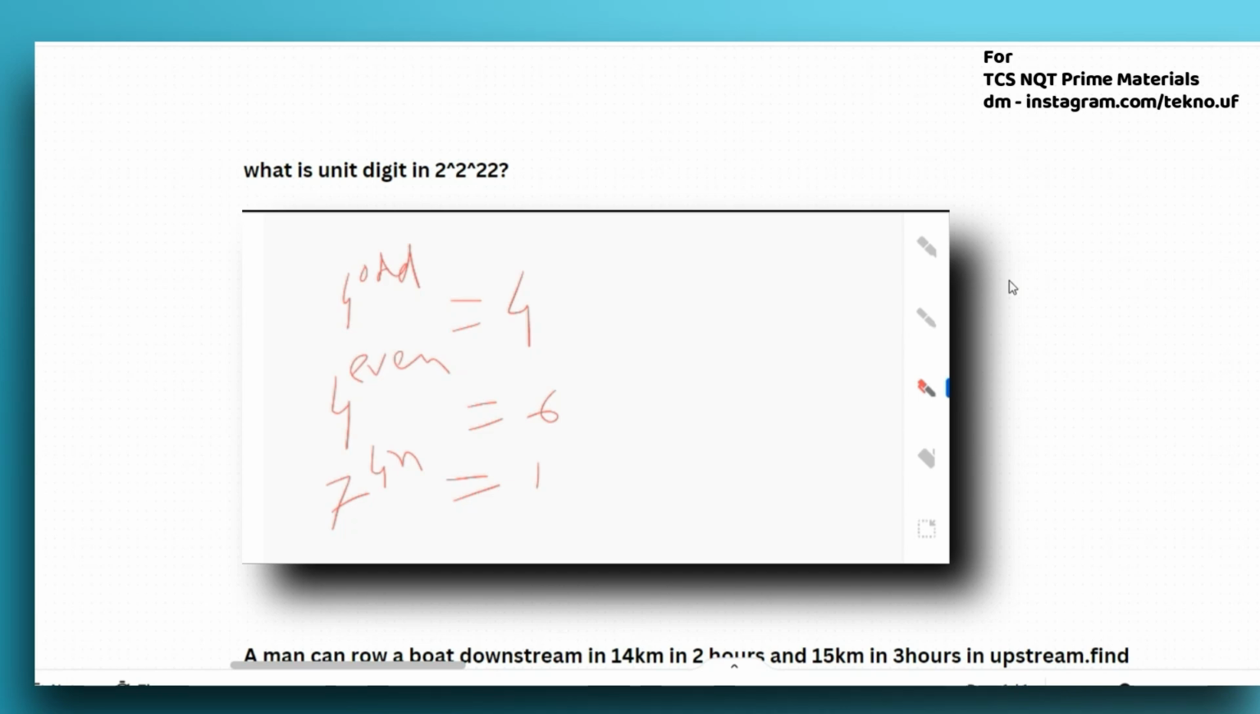So let me show you. In this case, 2 to the power 2 to the power 22. So 2 to the power 2 means 4, right? And 4 to the power 22, which is an even number. So for 4 to the power even, the unit digit will be 6, right? So whatever the options, you have to tick on 6, right?